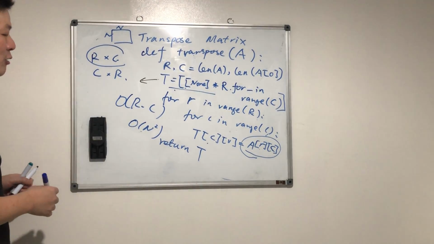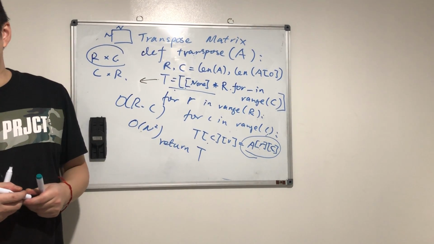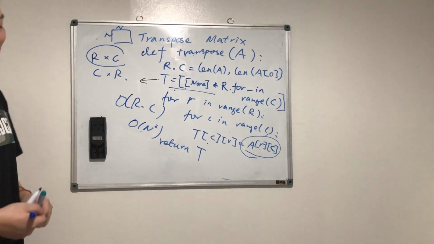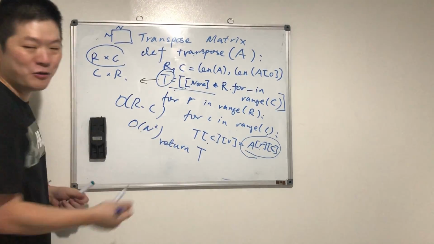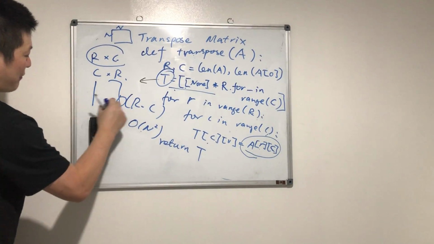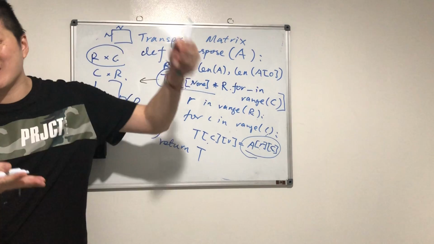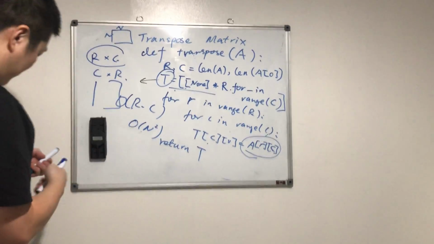Okay, so what's the space complexity? Space complexity is O of C times R. Well done. O of CR or O of RC is the same, because you need to allocate a new matrix. You transpose it, you rotate it, and it still takes that much space. Well done. Let's do the coding.